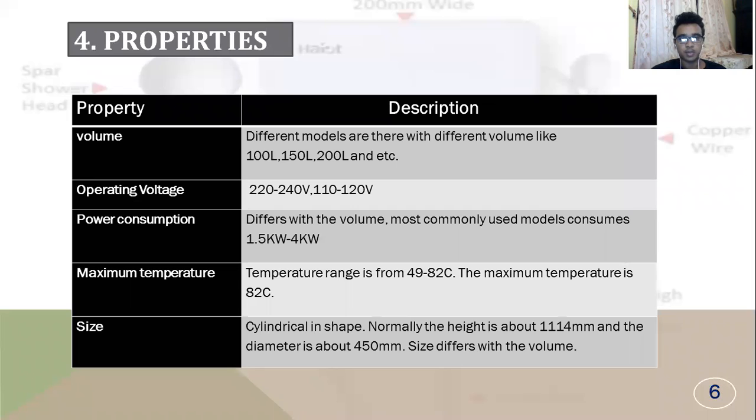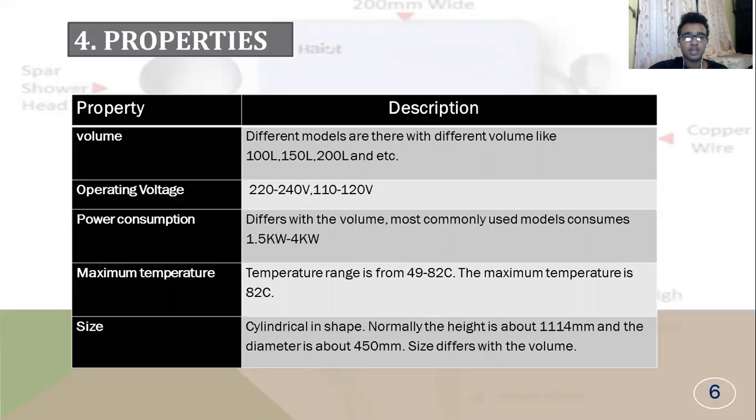This slide shows the properties of the electric water heater. Here, we are mainly considering the volume, operating voltage, power consumption, maximum temperature, and size. There are different models with different volumes, so the operating voltage, size, and the power consumption differ with the size of volume.